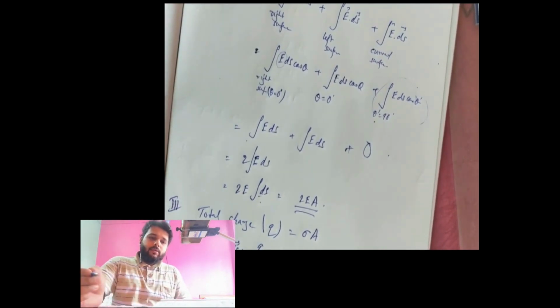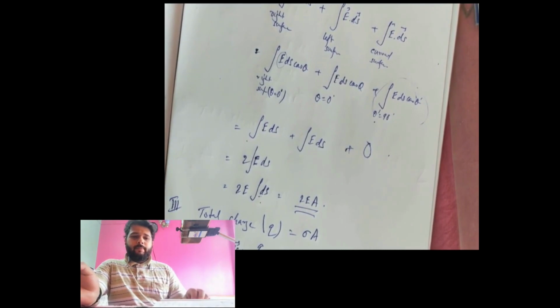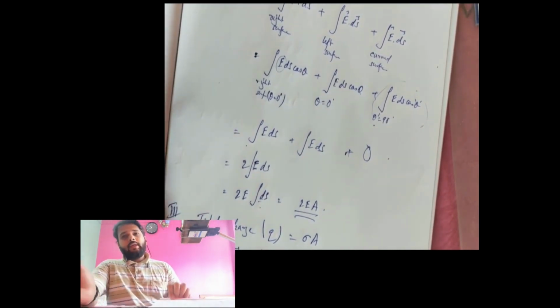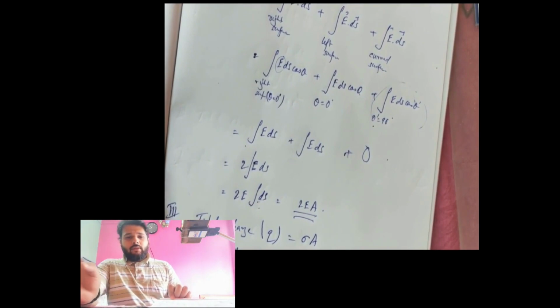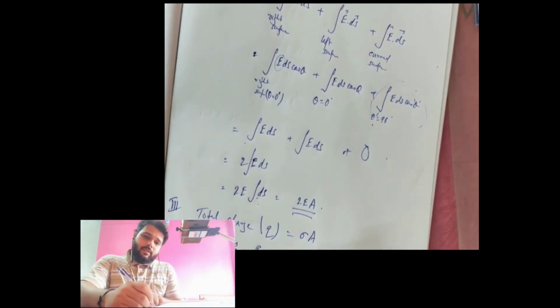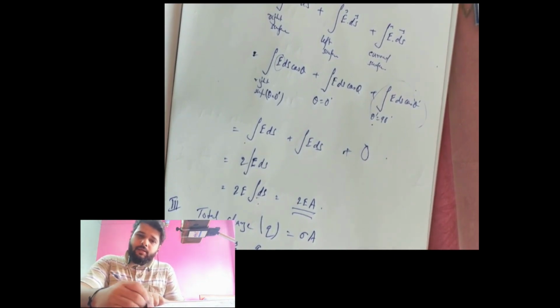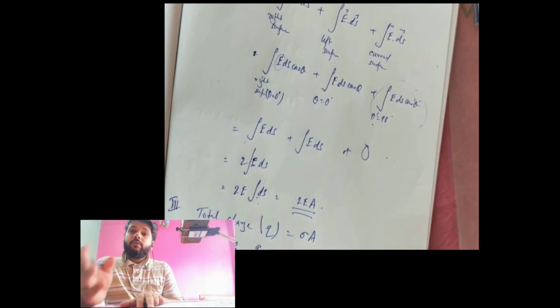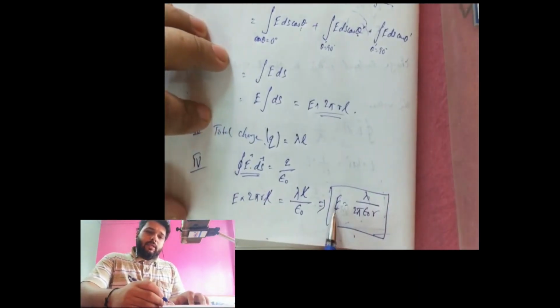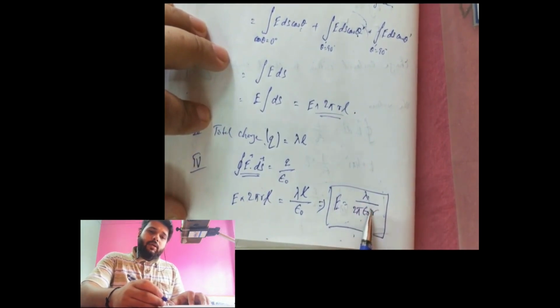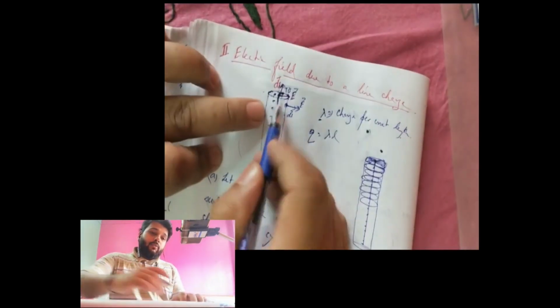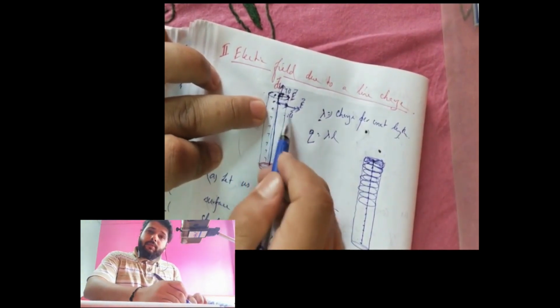E is equal to sigma by 2 epsilon naught, where sigma is charge per unit area. Now just remember one thing here: the electric field does not depend upon the distance from the plane charge, because in the expression of electric field there is no r in it, there is no distance. But in case of line charge, the electric field was lambda by 2 pi epsilon naught r. What was r? R was the distance from the line charge.